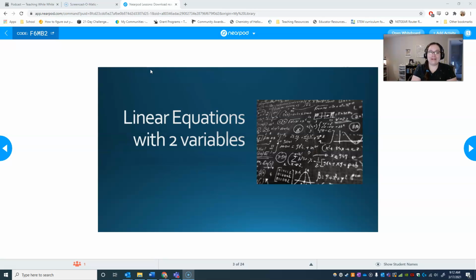If you are in physical science or had it last semester, x and y can also represent the independent variable and the dependent variable. As long as something makes a line and has x and y, or two letters, it is a linear equation with two variables.